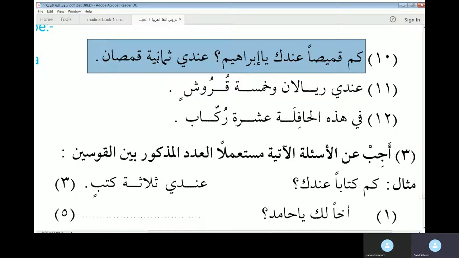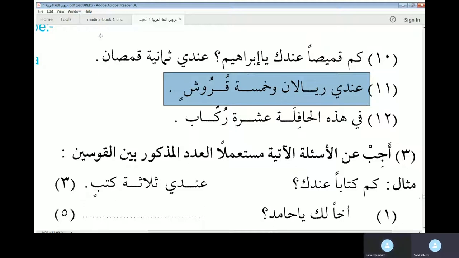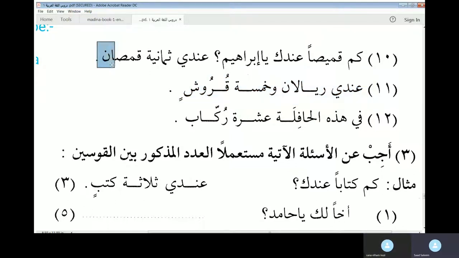Kumsana. Actually, this word is a little different. You will learn this rule in the next chapter, but just say kumsana. You can say, for simplicity, samaniyatu kumsan. It is also correct. Indi samaniyatu kumsan, I have eight shirts. Right, based on the rule that we read. No, we'll just keep it simple here. Samaniyatu kumsan, because of this alif noon at the end.